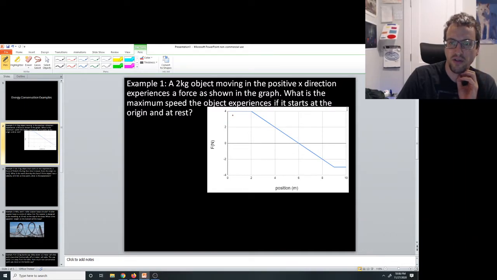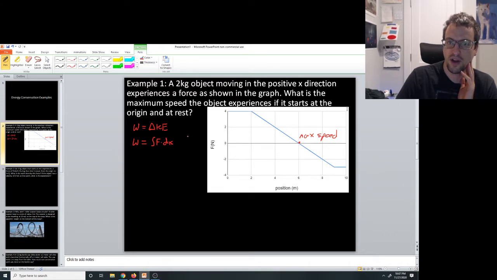So first off, we've got this force versus position, and the first thing we should know is that this is the point of max speed. Positive force is going to accelerate it, and then as soon as it reaches there, it's going to start slowing down. So I want to get from 0 to 6. And probably the best way to do this is to think of work as equal to change in kinetic energy. And work is also equal to the integral of F dot dx.